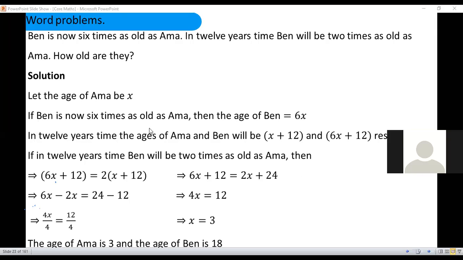So that is the first statement. We have to put it down mathematically. So we have 6x, for Ben is now 6 times as old as Amma. The next word problem says, in 12 years' time, Ben will be 2 times as old as Amma. In 12 years' time. So what we need to consider first is their ages in 12 years' time.